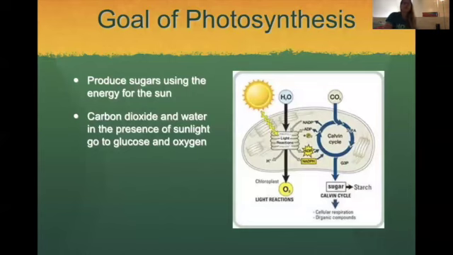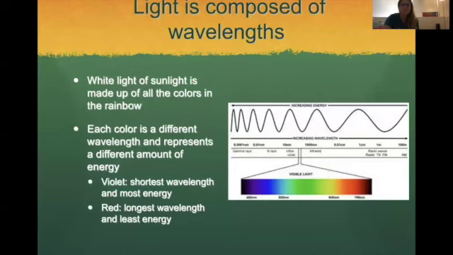So, the goal of photosynthesis is to produce sugars using the energy of the sun. Carbon dioxide and water in the presence of sunlight go to glucose and oxygen. And you guys have seen this diagram in your freshman year. We are utilizing light in this process.